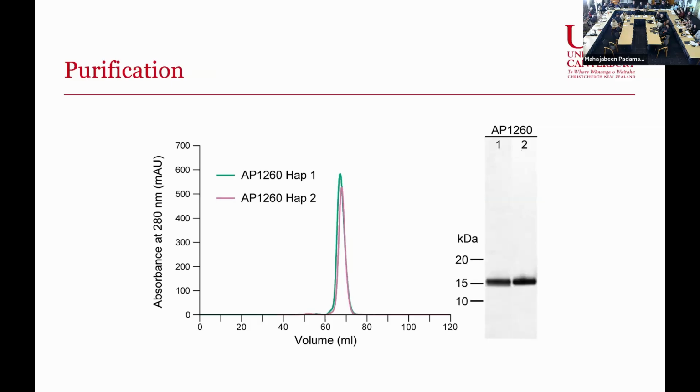And so this is the size exclusion trace where we separate them based on size. They both come out as a nice single peak. So this is 1260, haplotypes 1 and 2, and they come out as a nice single peak. And as you can see on the gel, there's no more of those E. coli proteins. There's only our protein left and a nice quantity, which means we can then actually go into characterizing proteins.